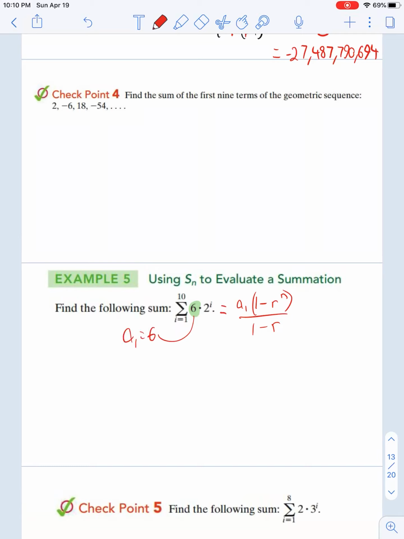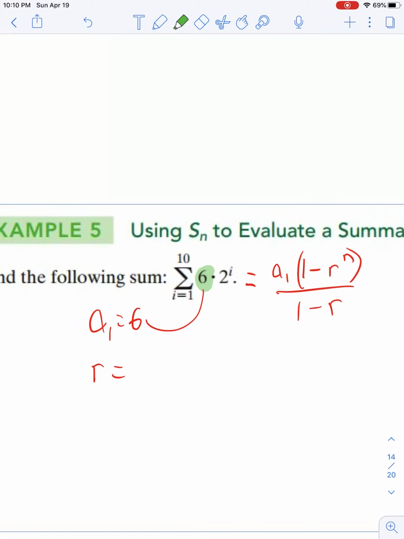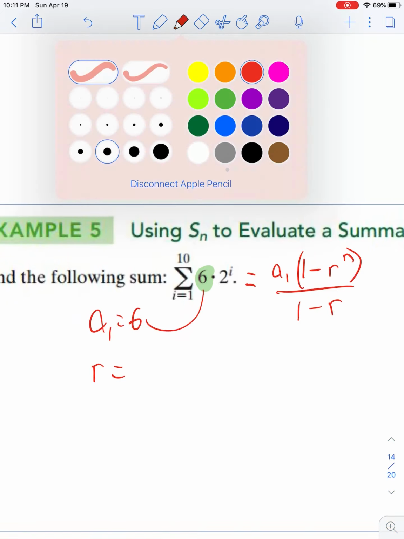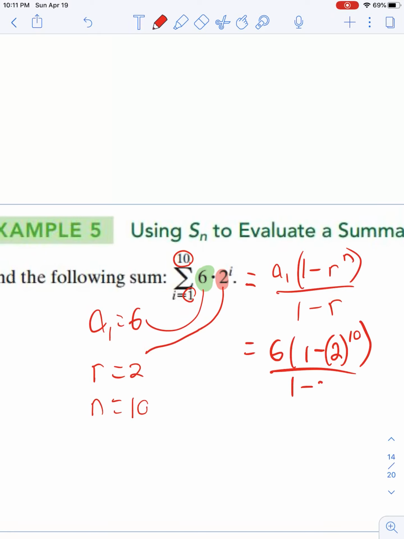Okay. Our ratio is going to be whatever we have as our exponential, so it's going to be 2. That's where we're going to get this part right here. This is going to give us our ratio, 2. And then our number of terms, n, is going to be from 1 to 10, so that's 10 terms. Okay. So we're going to plug directly into that. We're going to have 6 times 1 minus 2 to the power of 10, all over 1 minus 2.